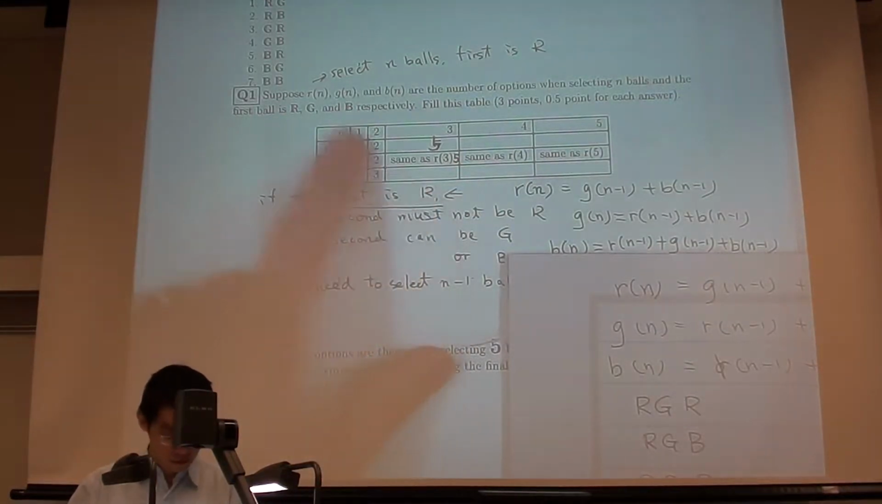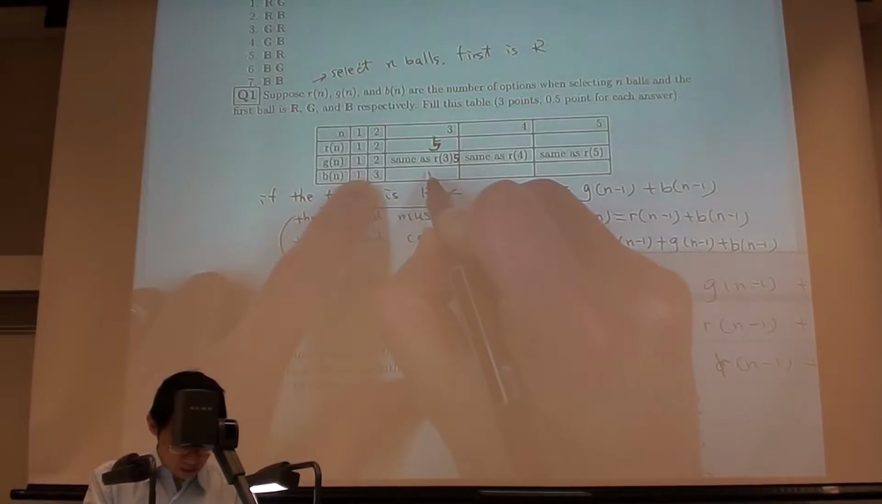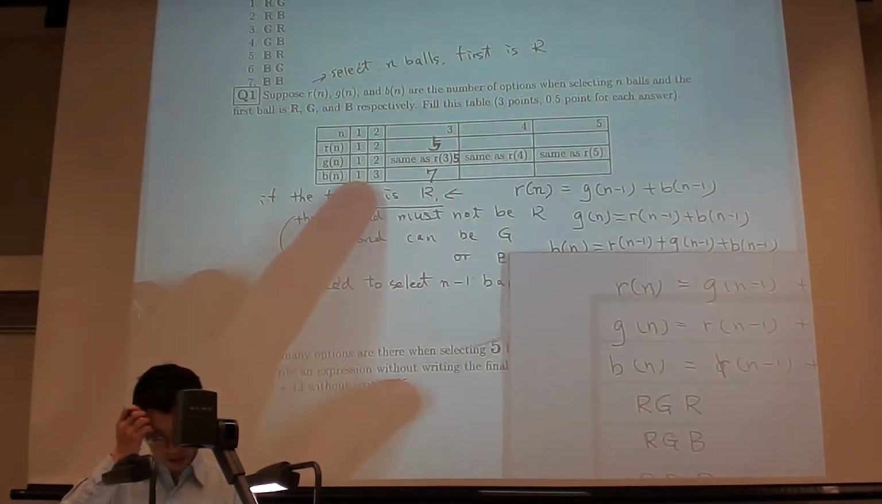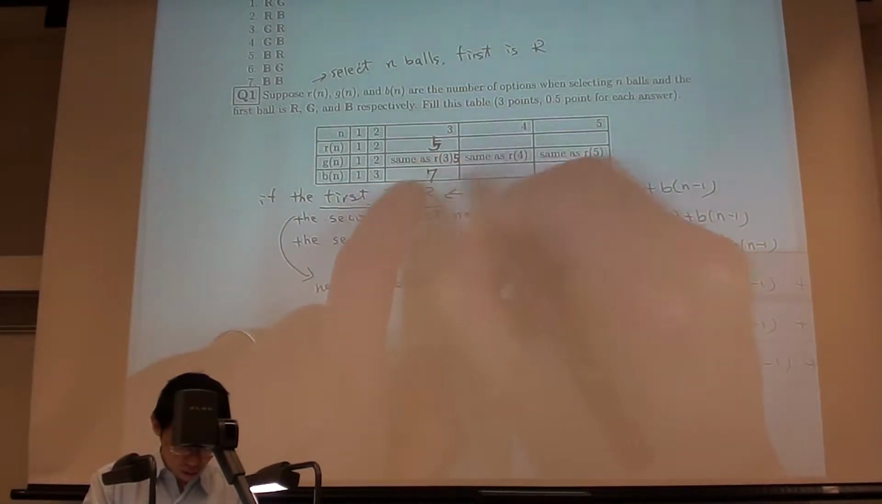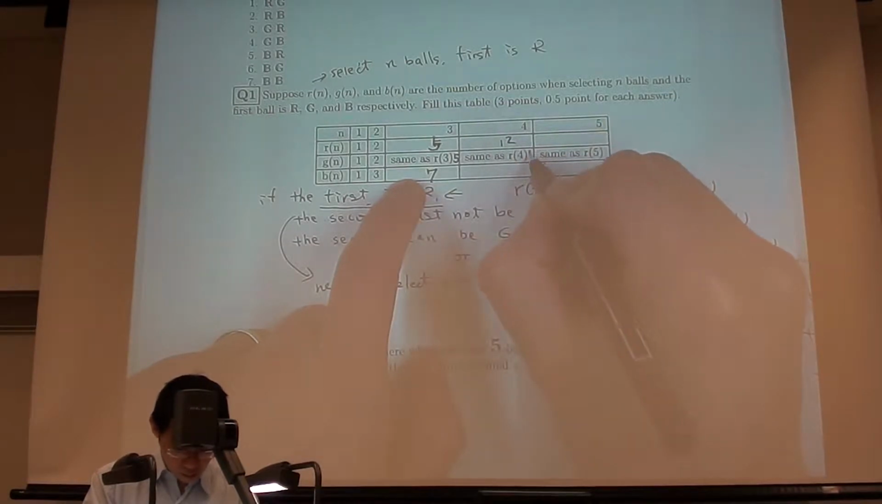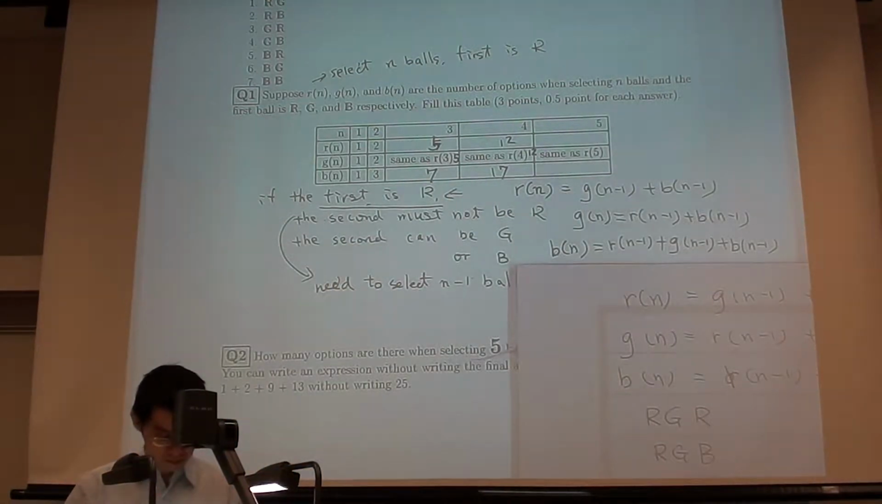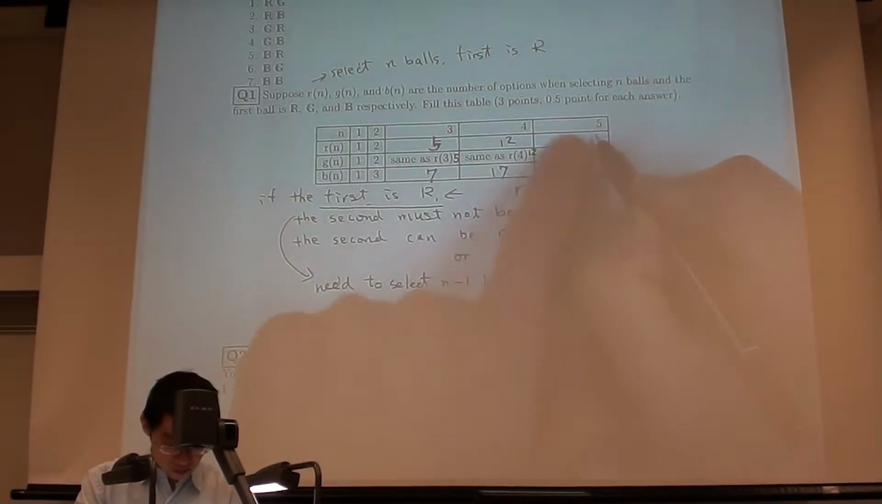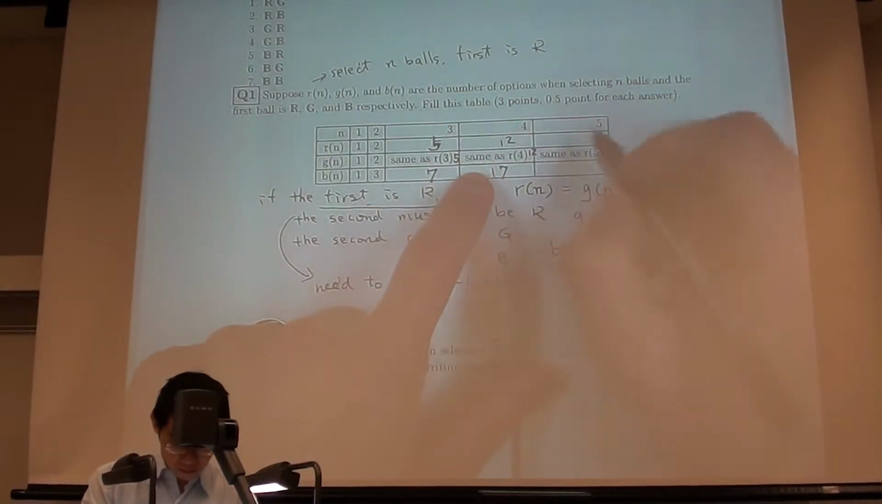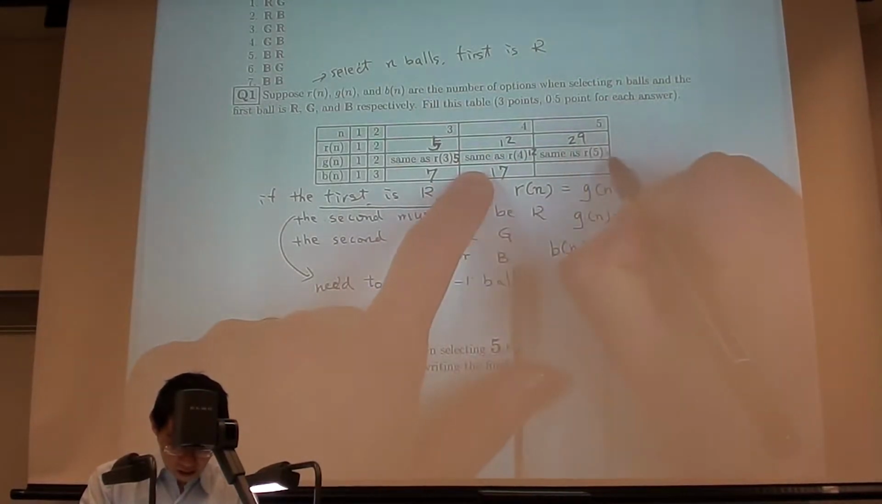This will be the sum of the other 3 numbers here. This will be 7. The sum of these 2 will be 12. This will also be 12. And the sum of these will be 17. So this will be the sum of 12 plus 17. This will be 29. This will be 29.